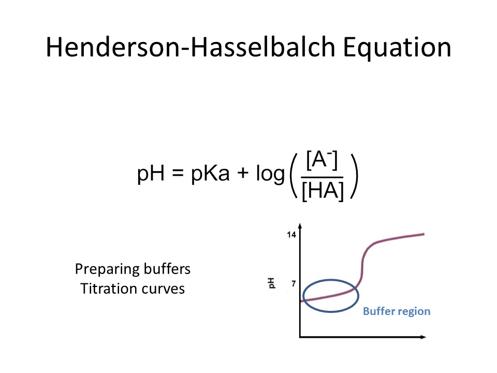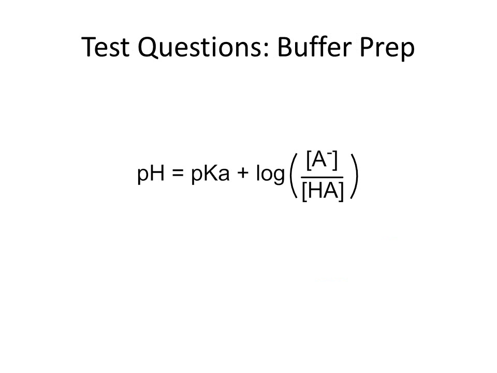Here's an example of a generic titration curve here, and you can see the circled region. This is known as the buffer region. So if you want to calculate the pH in that region, the Henderson-Hasselbalch equation applies. You can use the Henderson-Hasselbalch equation to come up with different types of test questions that you can encounter on a general chemistry exam. I can give you a few examples.